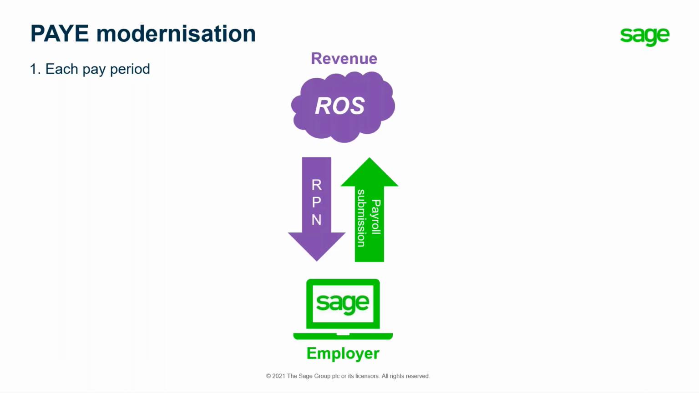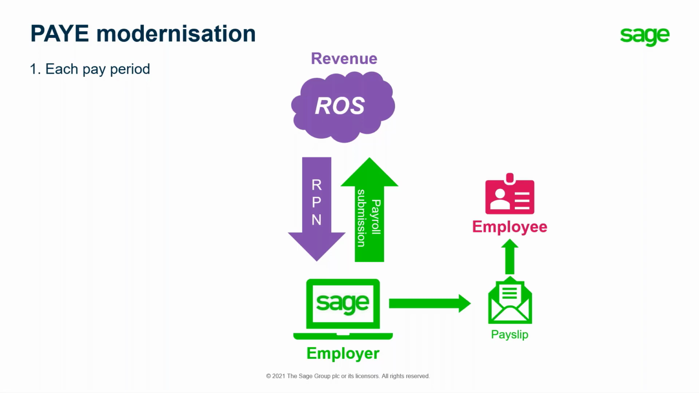So during each pay run, you will retrieve an RPN from Revenue. And when you complete your pay run, you will send a submission off to Revenue as well. This is all happening in real time every time you process your payroll. When you complete your pay run, you will provide your employees with a pay slip.